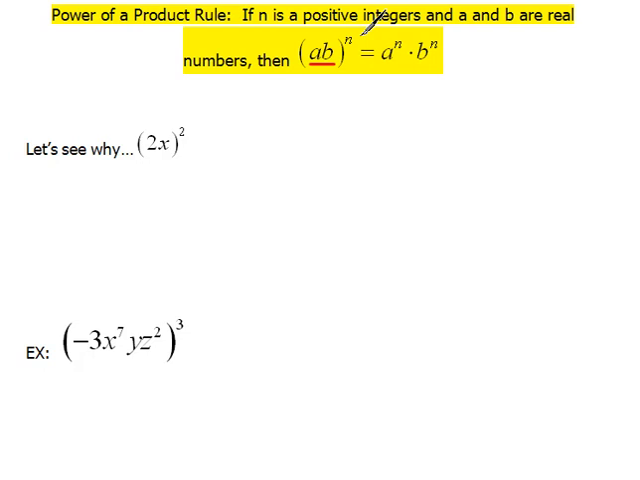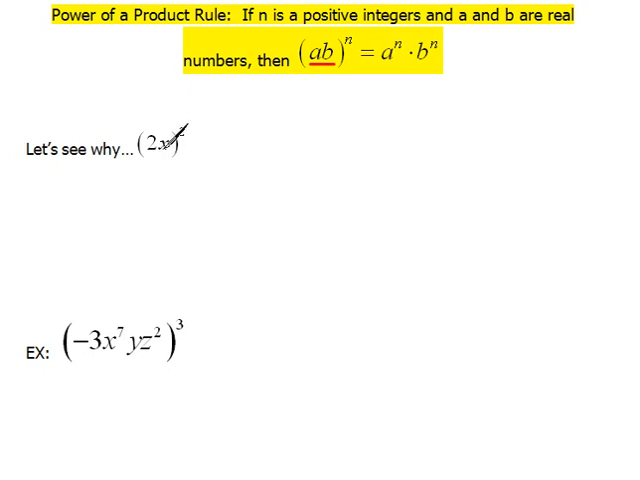The rule says that when we see this, we can take each one of those factors and raise it to that power. Okay, let's see how that works, and maybe that'll help to explain it a little bit more.